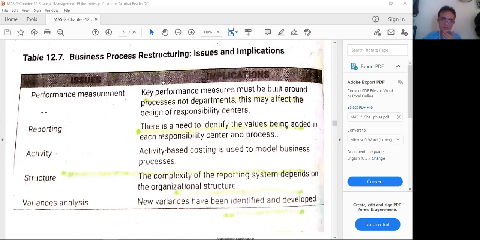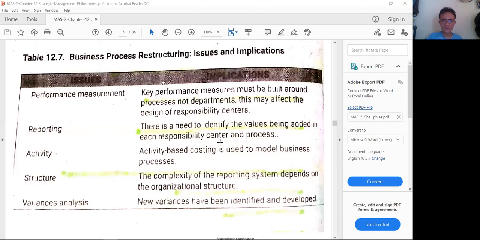Performance measurement: the key performance measures must be built around processes. So we have to check the process, not the department. And this may affect the design of responsibility centers. So we're now more on the process. What is really the process? That's going to be the basis of our grouping of certain activities later on.